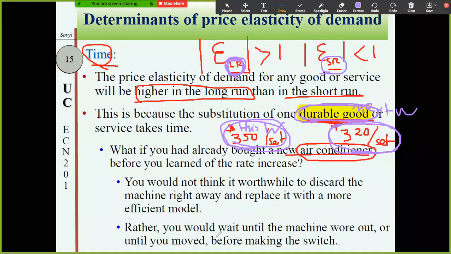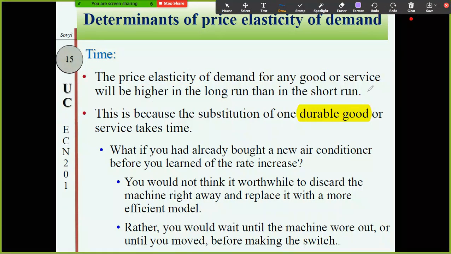Rather, you would wait until the machine wore out or until you moved before making the switch. That means how long you use it before you decide to change or switch. That's why it is not only 1 year, but more than 1 year. This is in terms of time, and again it applies only to durable goods. Durable goods refer to goods that people use for a long time, meaning more than 12 months or more than 1 year.